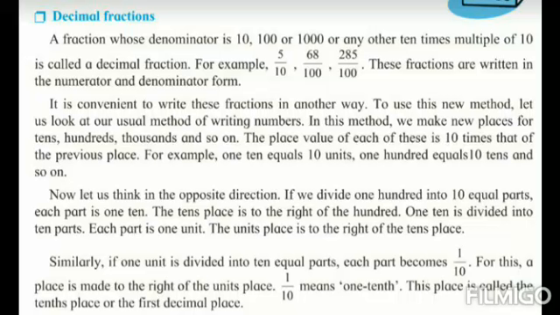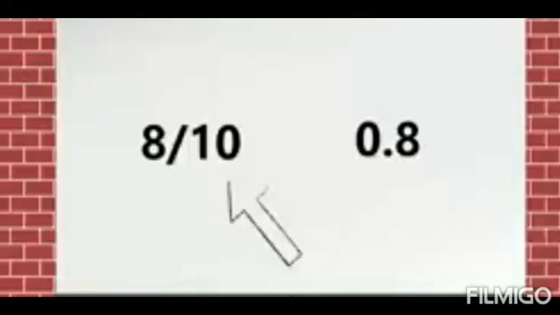Now see, here is one example given: 8 by 10. You have to convert it into a decimal. Now I'll show you how to move the decimal point. How many zeros are in the denominator? One zero. So you have to move one digit from the right towards the left. You have to move one digit.